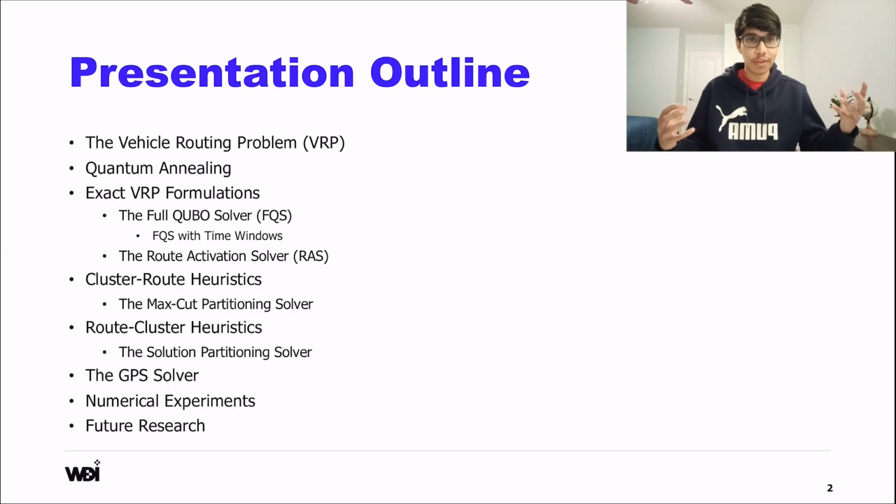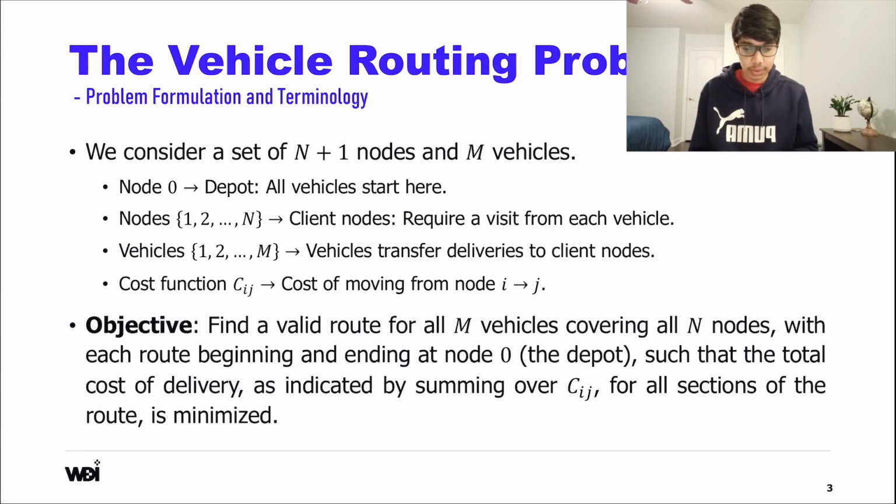So real quick, I'll go over the outline. We're going to talk about what the vehicle routing problem is and how it works. Then we'll talk about quantum annealing and how we can use that to solve optimization problems. And then I'll explain the exact QUBO formulations that we used. Then Shantom will talk about cluster-route heuristics and route-cluster heuristics. So these are approximate formulations of the vehicle routing problem. And finally, Ashish will talk about the GPS solver, our numerical experiments, and further exploration that can be done into the vehicle routing problem with quantum annealing. So let's get into it.